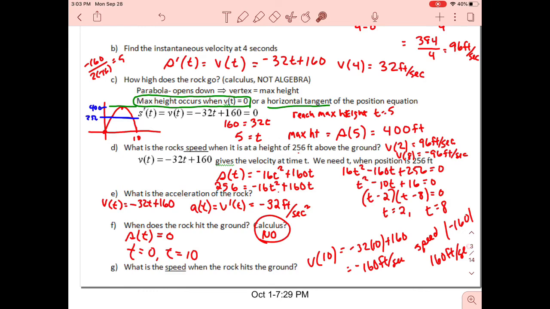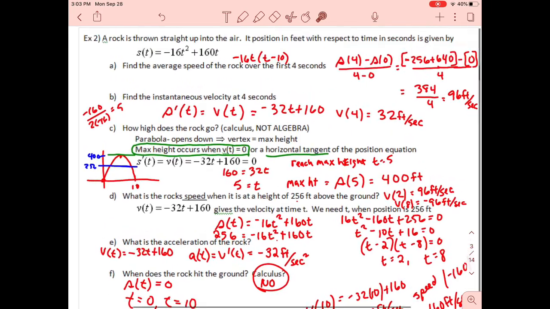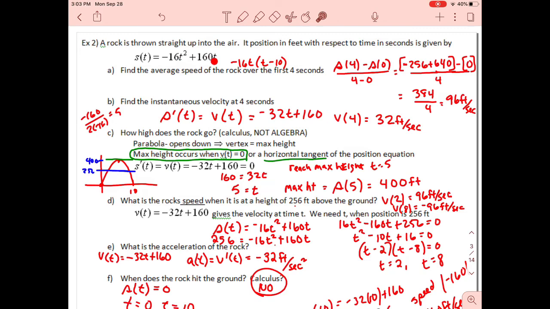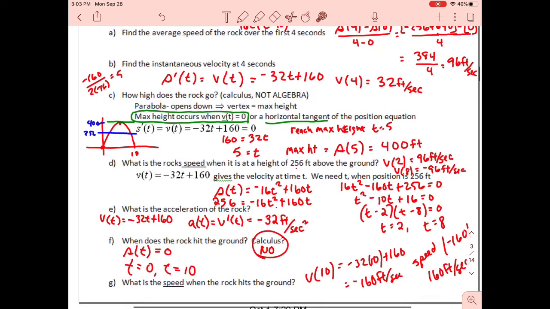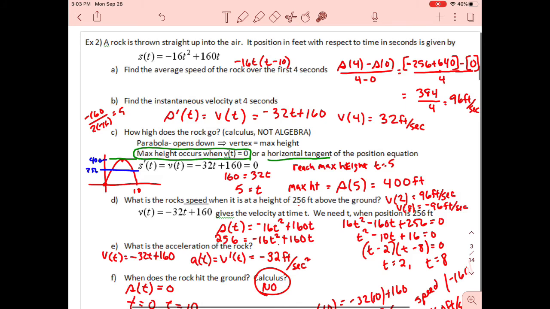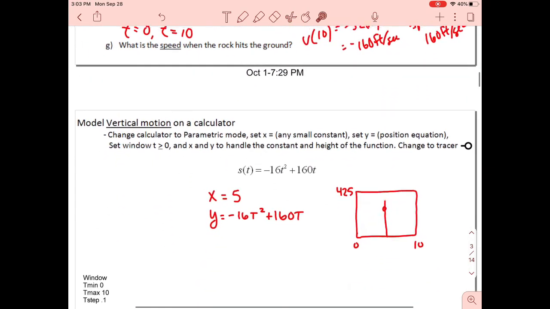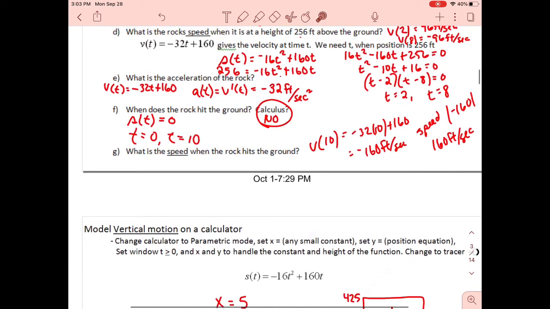If you plug a 0 into the position equation, which is way up here, you get 0. And if you plug a 10 in, you will also get 0. You can factor that out. Right here, we already have it factored. t equals 0 will make it 0, and so will t equals 10. So 0 and 10 are the times when the rock is on the ground, so that's starting and it ends at 10 seconds. What is the speed when the rock hits the ground?